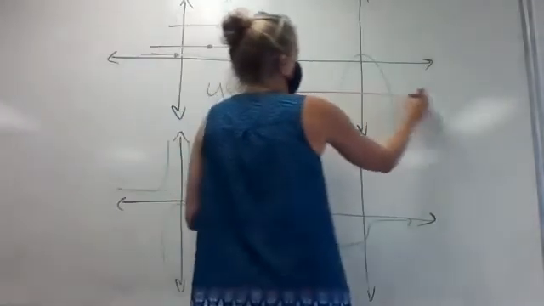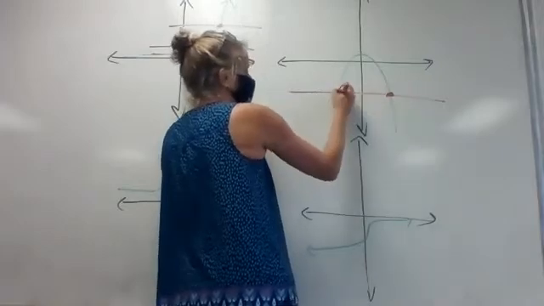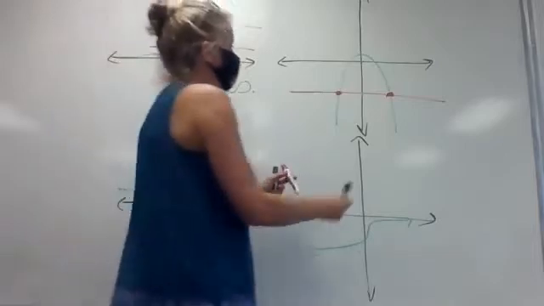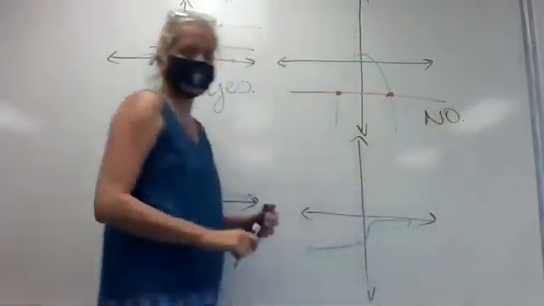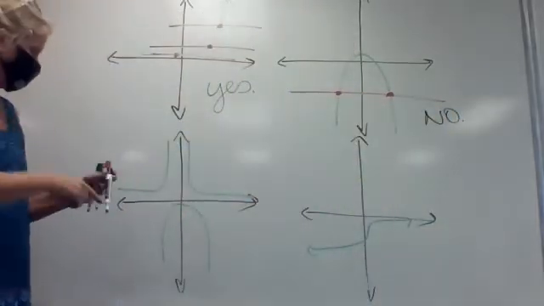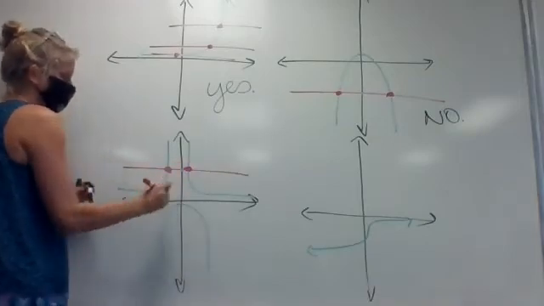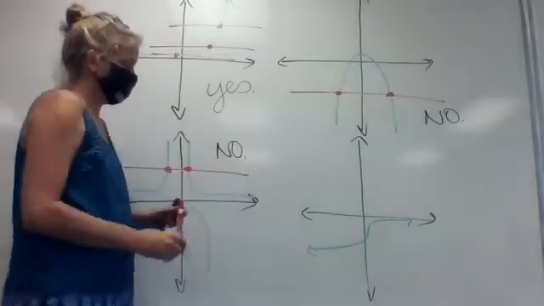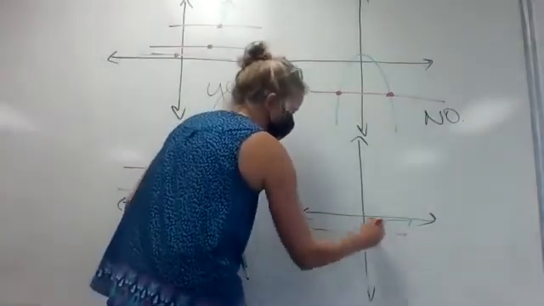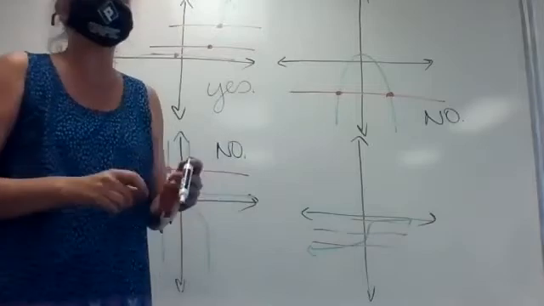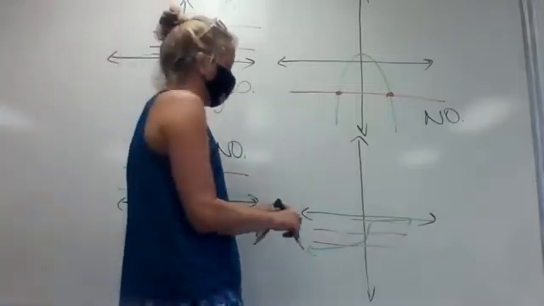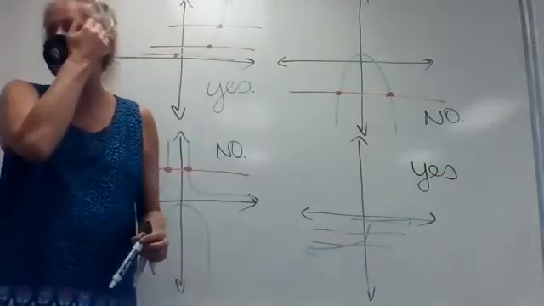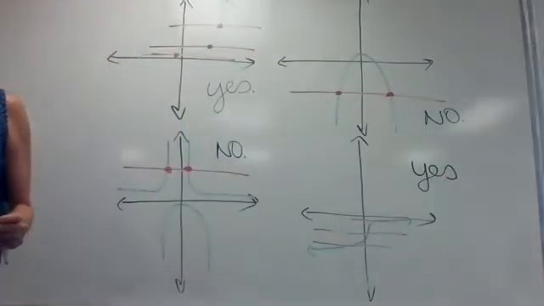What about this one though? If I draw that horizontal line right here, how many times did I touch that upside down U? 2 times. Doesn't pass it. So this one is not a one-to-one function. Same with this one. Touches it twice. Not a one-to-one function. But this one, doesn't matter where you put that horizontal line, you're not ever going to touch that green graph more than once. So you can tell by looking at the graph whether it's a one-to-one function or not.